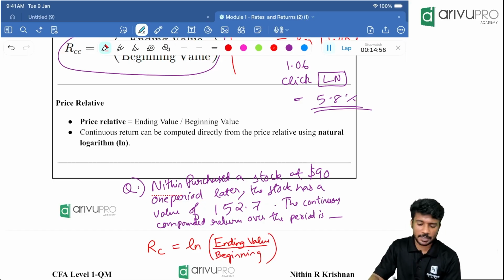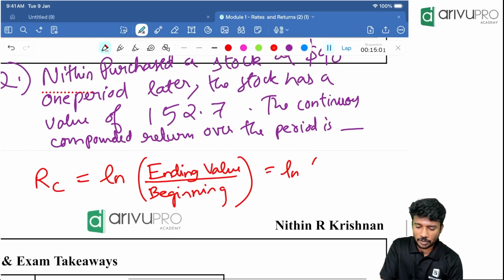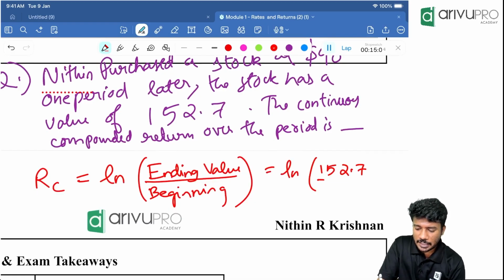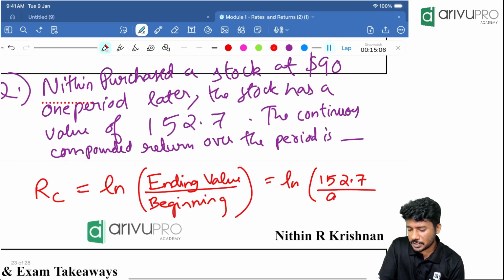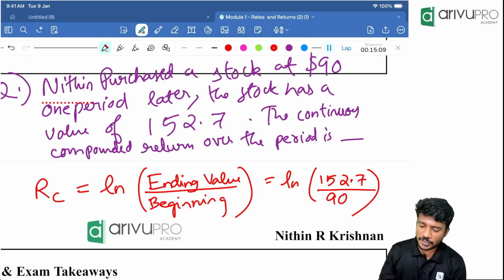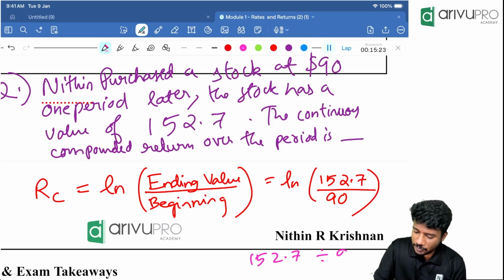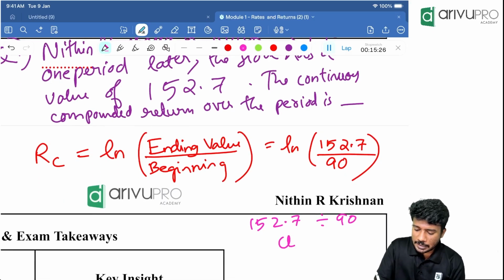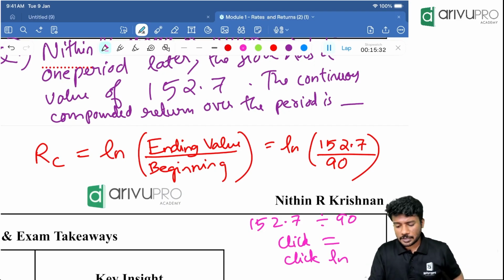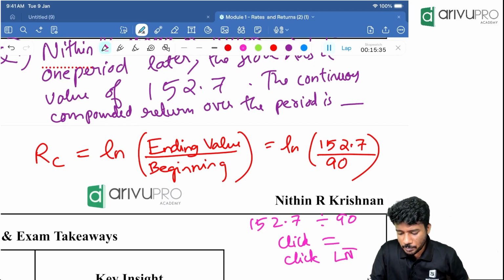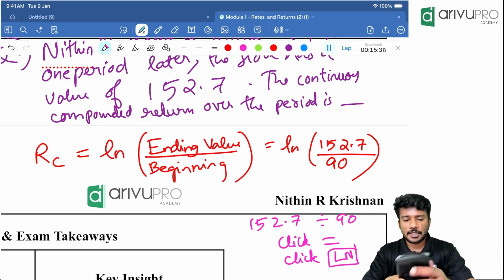Ending value divided by beginning value. Ending value is 152.7, divided by beginning value. How much did I purchase it for? $90. So 152.7 divided by 90, then click equal to, then click LN. You are getting your answer. Take your calculator, type 152.7, then divide with 90, then click equal to, then click LN. LN means capital LN button. Okay, get me the answer.